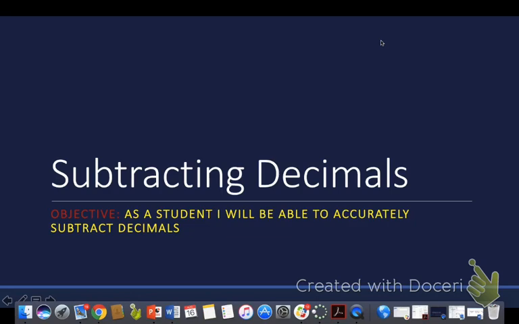We are going to be talking about subtracting decimals today. Very easy. Like I said, it's a review from before. We should have no problems doing it. Your objective, as a student, is that you should be able to accurately subtract decimals. We're going to go ahead and get started.